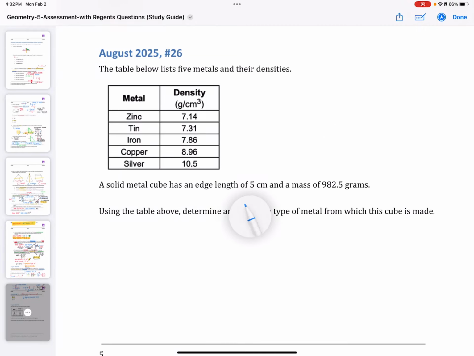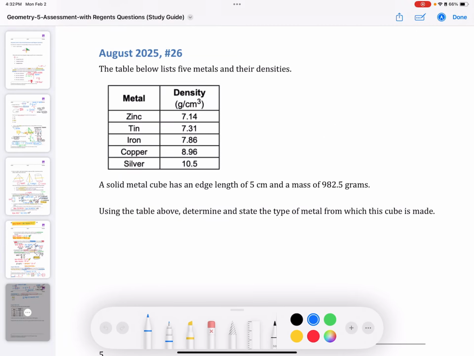This is the last question on our Unit 5 Assessment Study Guide. This is from August 2025's Regents, number 26 on that Regents. The table below lists 5 metals and their densities. A solid metal cube has an edge length of 5 centimeters and a mass of 982.5 grams. Using the table above, determine and state the type of metal from which this cube is made.